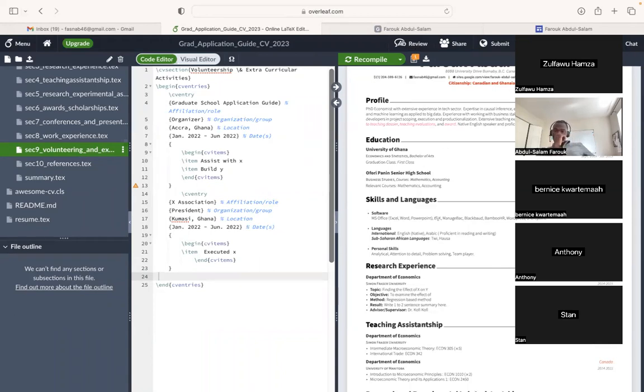Yeah, so with the CV, if they require you to have a one-page CV, I think you can play around with the LaTeX, as I mentioned earlier. That's also back to Stan's question, where you add the volunteering. So if there's a need for you to remove something just to make it concise and meet the one page requirements, you can equally do that.